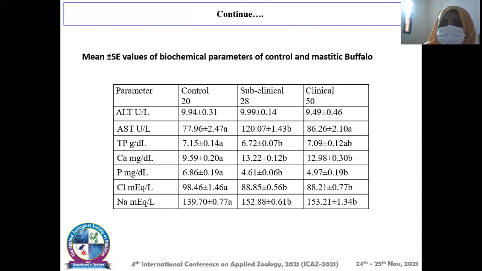Values of biochemical parameters of control and mastitic buffaloes. Different parameters were also checked from the serum sample through the automated blood chemistry analyzer, in which alanine transaminase, aspartate aminotransferase, total protein, calcium, phosphorus, chlorine, and sodium were checked, in which chlorine amounts are very high in clinical mastitic buffaloes, and total protein amounts are very low.